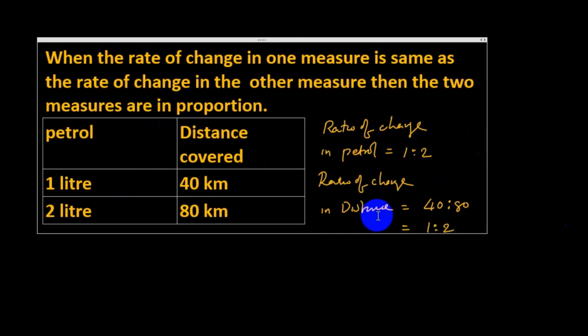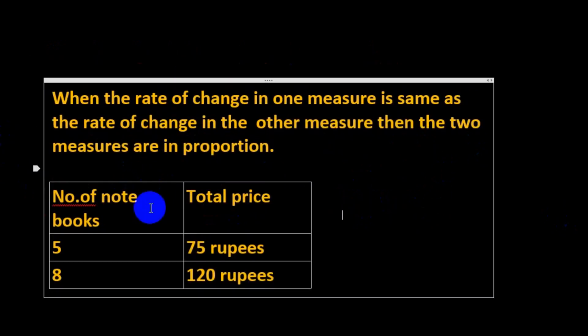Now, let us go to the second example. See, here, the number of notebooks changed from 5 to 8. Here, the total price changes from 75 to 120. Both these ratios, 5:8 is the same as 75:120, which is the same as 5:8. In both these cases, we see the ratio of change in one measure is the same as the ratio of change in the other measure. Okay, and so this table should also be there in your notebook with this statement. Okay, how to write these things in your notebook.